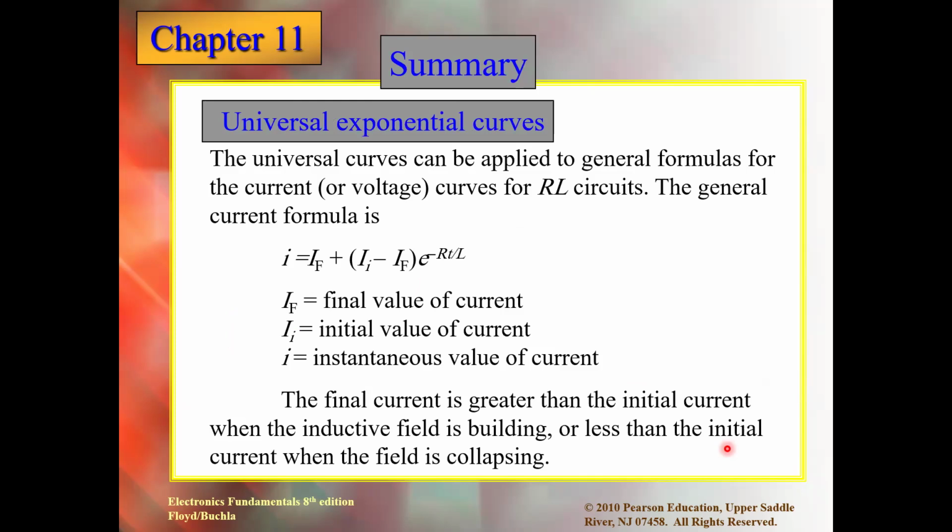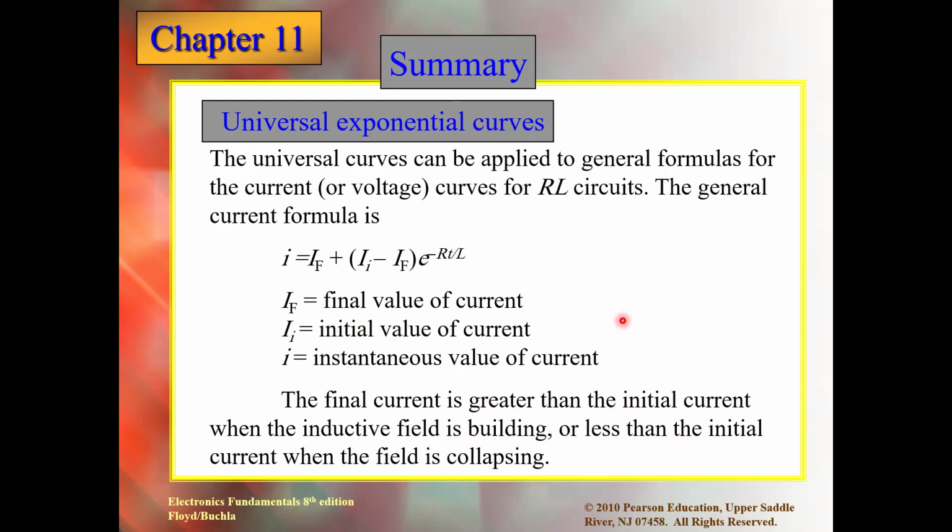Now, the universal curves. We have already discussed this equation for the instantaneous voltage in the capacitor. Similar form, instead of V, you just replace it with I. So I is equal to IF plus (II minus IF) e raised to the power minus t over tau. And tau, we know, is L over R, so R will go up and L will go in the denominator. IF is the final value, II is the initial value, and I is the instantaneous value. So the final current is greater than the initial current when the inductive field is building, or less than the initial current when the field is collapsing.